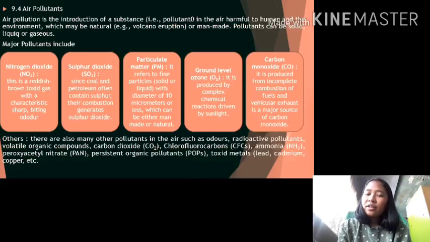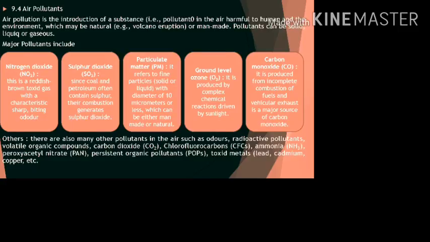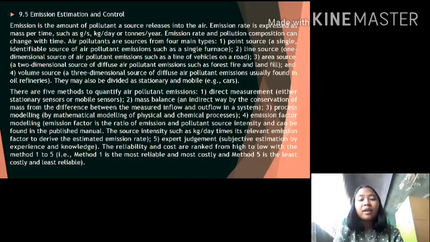Next, sulfur dioxide. Since coal and petroleum often contain sulfur, their combustion generates sulfur dioxide. Next, particulate matters. It refers to fine particles, solid or liquid, with diameter of 10 micrometers or less, which can be either man-made or natural. Next, ground-level ozone. It is produced by complex chemical reaction driven by sunlight. Next, carbon monoxide. It is produced from incomplete combustion of fuels, and vehicular exhaust is a major source of carbon monoxide.